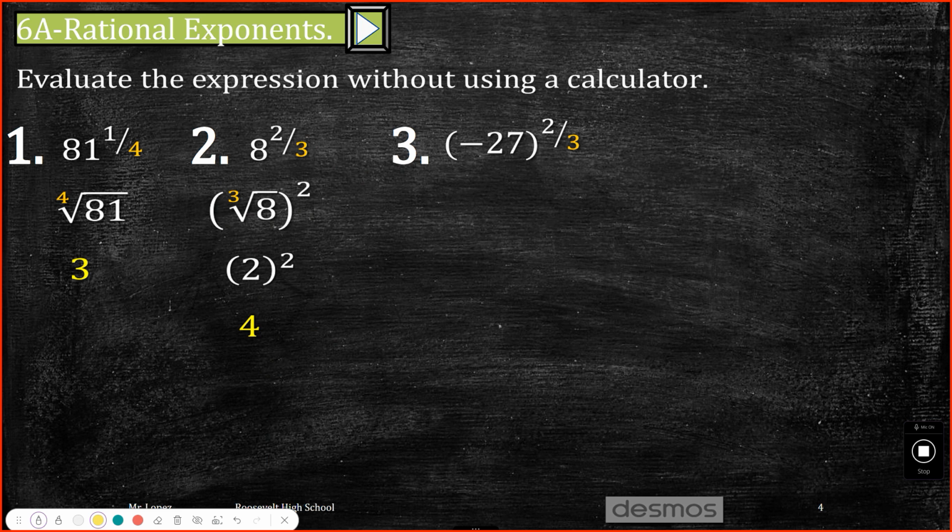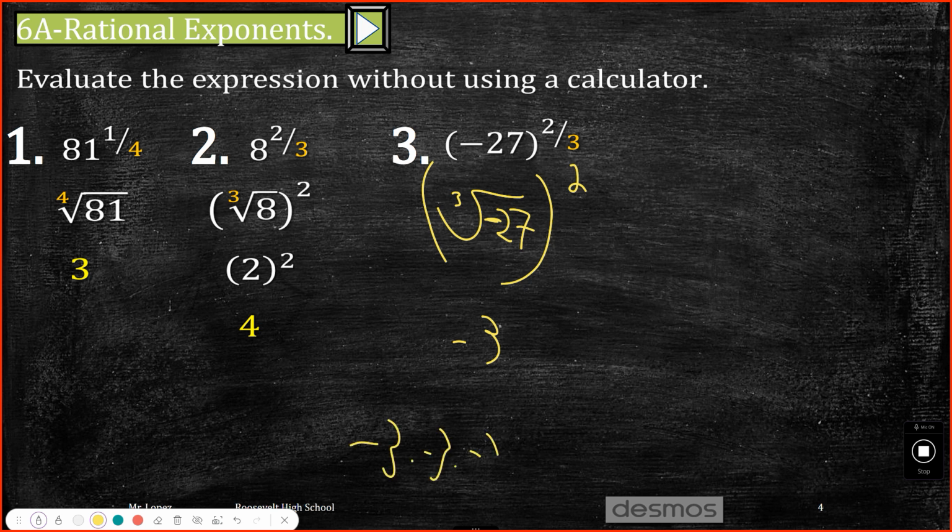No, no. 9. Why is it 9? Isn't it like this: the 3 goes in here, negative 27, and then you square it? So cube root of negative 27: what number multiplied by itself 3 times is negative 27? That's going to be negative 3, isn't it? Negative 3 times negative 3 times negative 3: positive 9 times negative 3 is negative 27. Then you square it, negative 3 squared, negative 3 times negative 3 is 9.